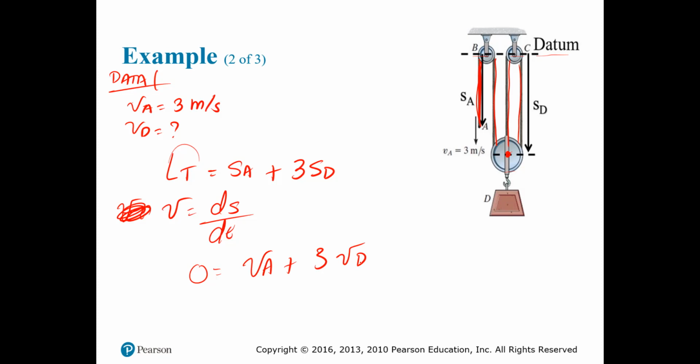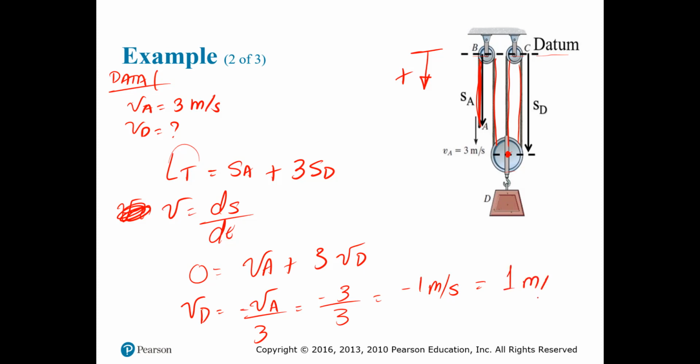And the reason why it's positive is, remember, I'm trying to place my sign convention going down as positive, but if you place it differently, that doesn't matter at all, okay? So vBD will be equal to vA minus vA divided by 3. And for us, that would be minus 3 over 3, which is equal to minus 1 meters per second, or if you had it differently, it's just 1 meter per second going up. Okay, and your sign convention is respected. At the end, we're all going to get the same result.